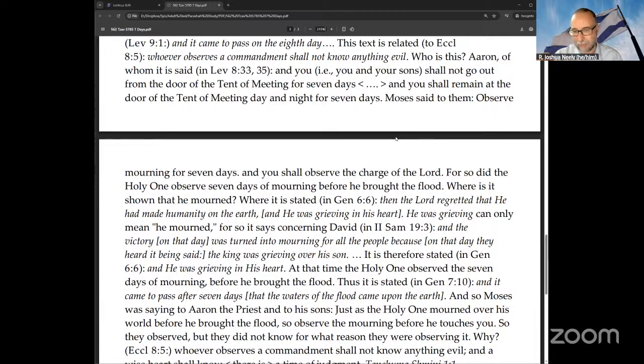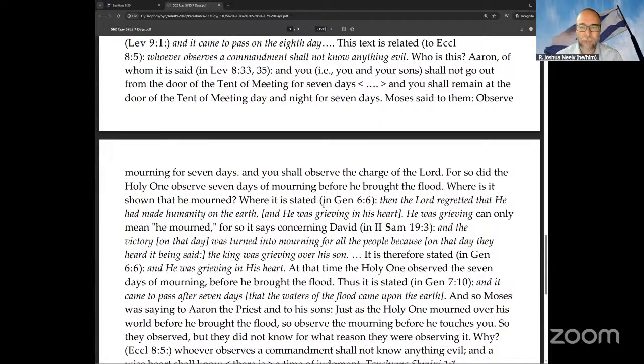Right, that's our chapter 9 verse that we were just about ready to get to, because that 8th day is the day after the 7 days we've focused on. Now, this text, the chapter 9, we're on the 8th day, is related to Ecclesiastes, chapter 8. "Whoever observes a commandment shall not know anything evil." All right, so Ecclesiastes makes this general statement, and our teacher here in the Midrash is going to try and connect it to the 8th day, the actual finale of the inauguration.